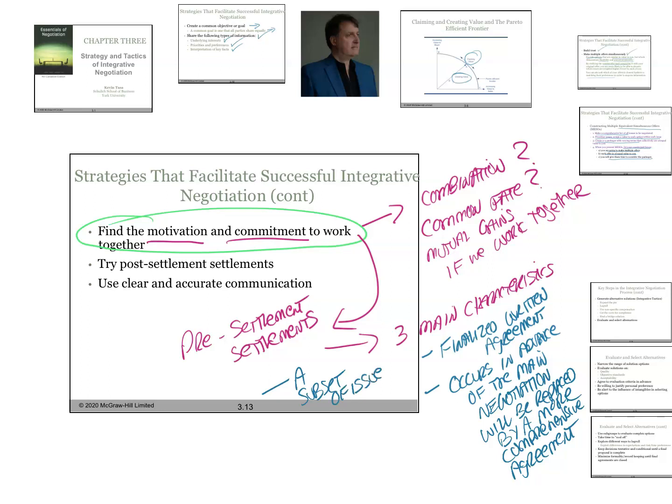As I said earlier, it could be process-related things, it could be smaller issues within the bigger picture, it could be something about the whole framework that needs to be worked out before they get into the nitty-gritty of the main issues of the larger negotiation, whatever it is. So the three main characteristics are that it's a finalized written agreement, that it occurs in advance. Whatever the agreement is, it's going to be replaced, and those terms will be integrated into the new agreement, and that it really focuses on a subset of issues and not the main issues. Otherwise, you're into the main negotiation. So this is what we call pre-settlement settlements.